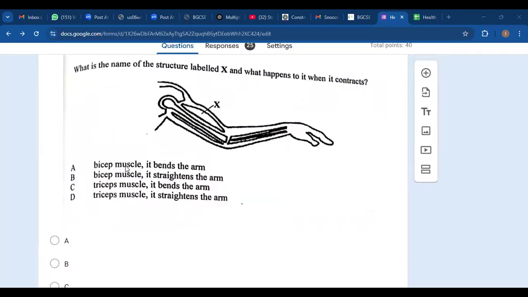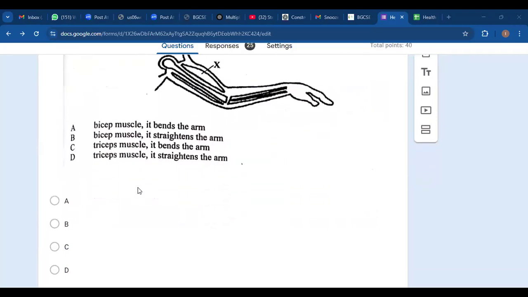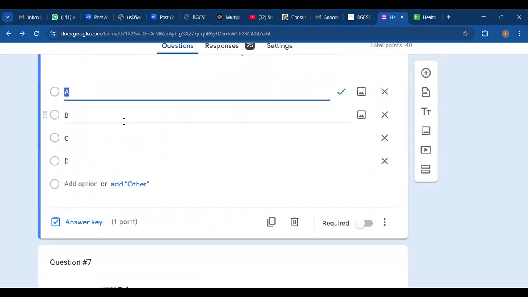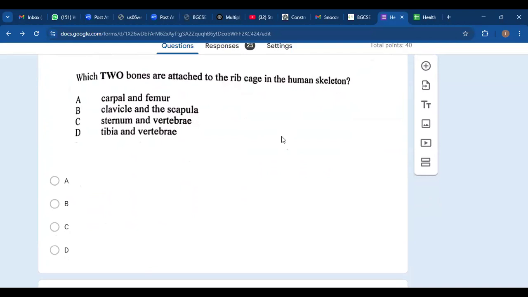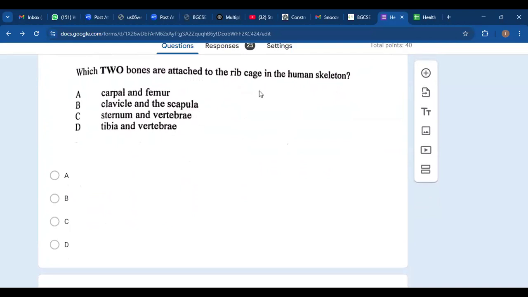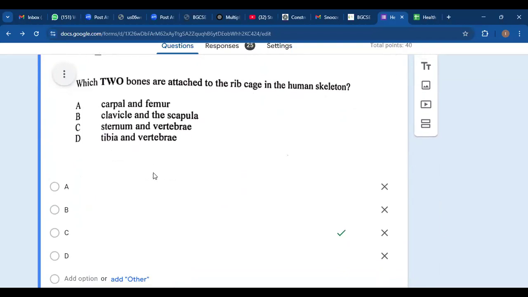All right, bicep muscle. It bends the arm. Very good, A. All right, good. Which 2 bones are attached to the rib cage in the human skeleton? Sternum. The sternum and the vertebrae. Yeah, the sternum and the vertebrae.